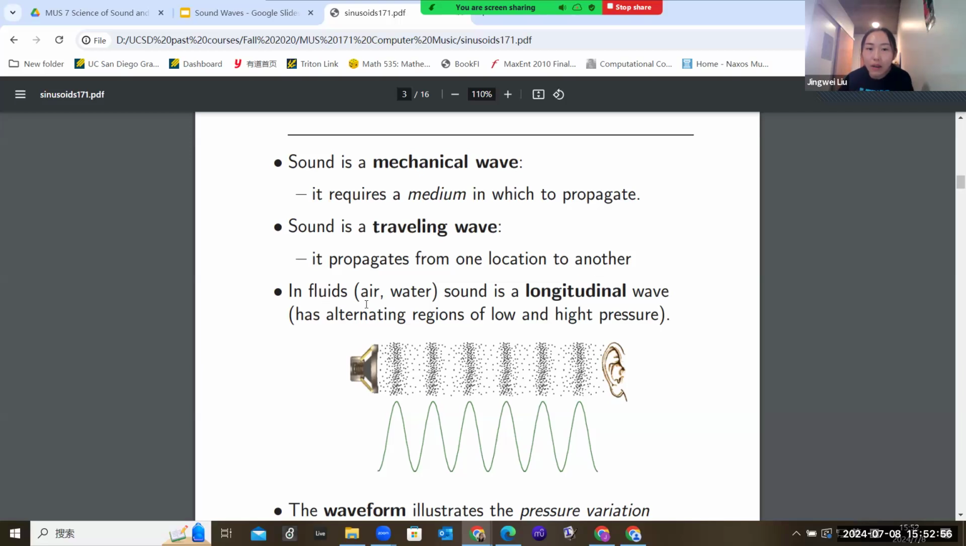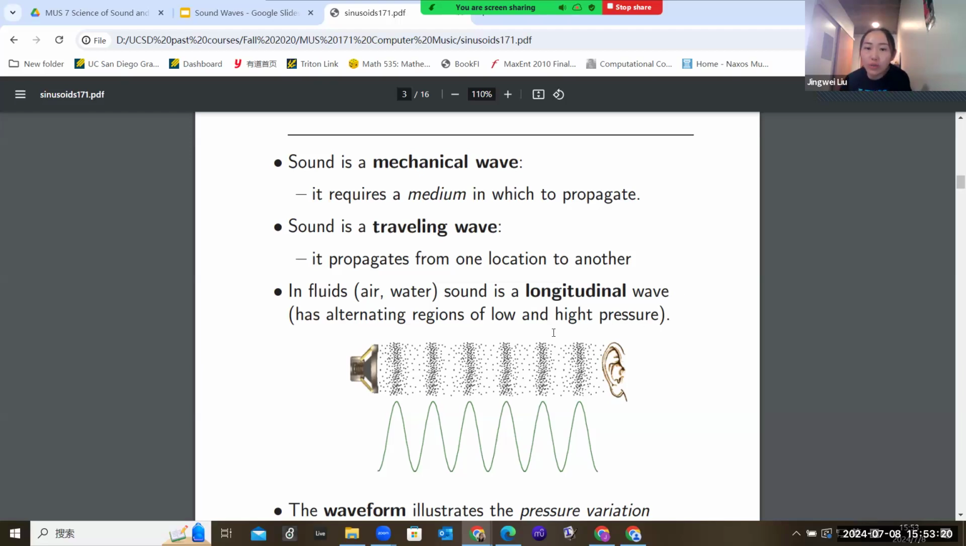In fluids, like air and water, sound is a longitudinal wave. It has alternating regions of low and high pressure. The regions of high pressure are called compressions. The regions of low pressure are called rarefactions, right? And in most cases, sound is a longitudinal wave.